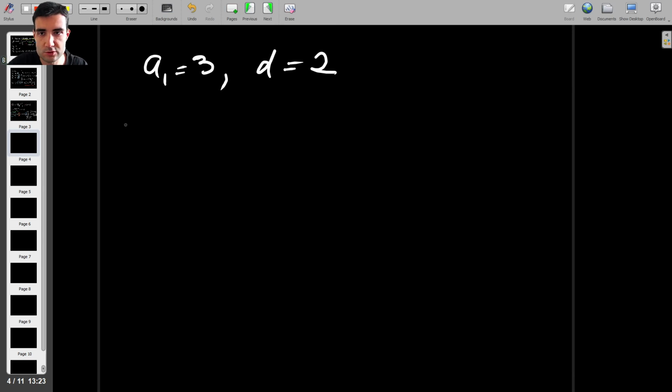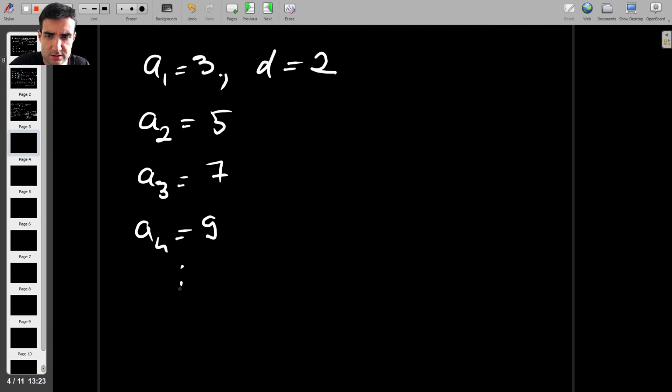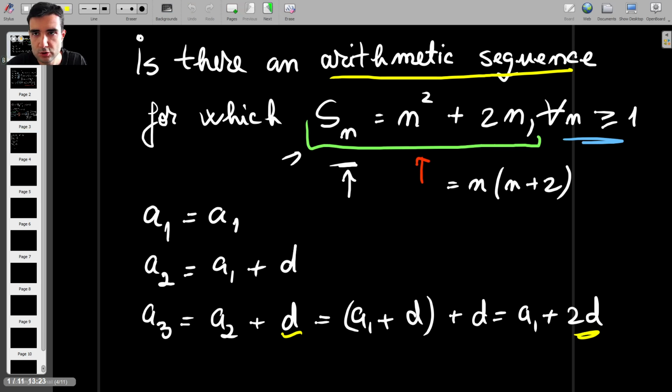So this sequence looks like this: a1 is 3, a2 is 5, a3 is 7, a4 is 9, and so on. It looks like those are all the positive odd numbers except 1. And then you can convince yourself that if you add up any number of them, you will get a sum which actually looks like this. And that's the end of the question.